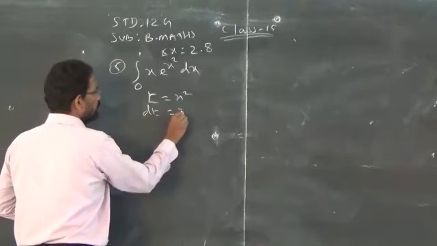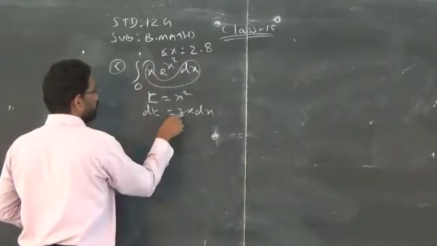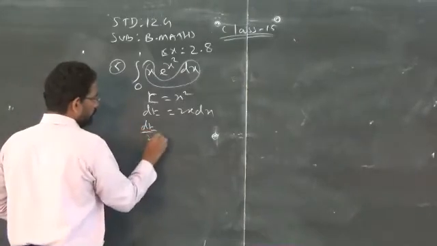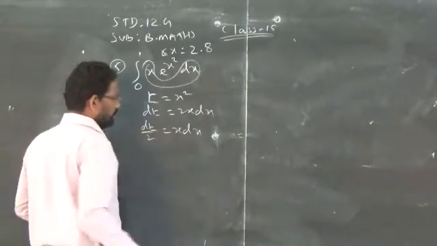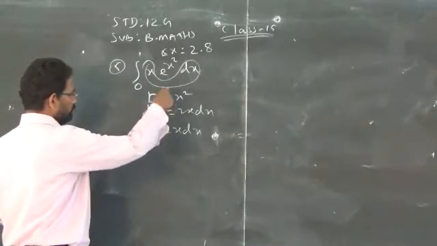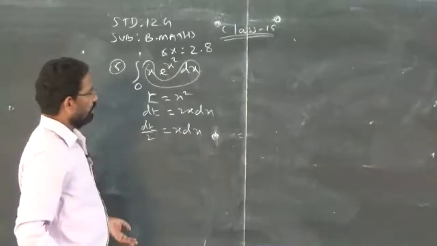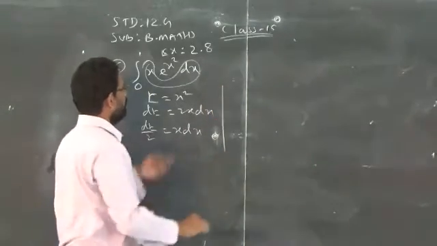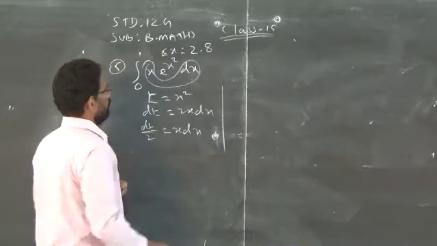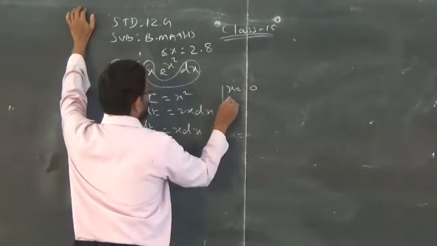As usual, differentiate: 2x into dx. But I have only x dx. I don't want the 2, so bring it to the left side. So we'll get x dx. This all we did already in the previous exercise. So I convert the integrand in terms of the t variable. So what is the next one? You are supposed to change the limit also in terms of what? T. So first you have to replace x by 0.